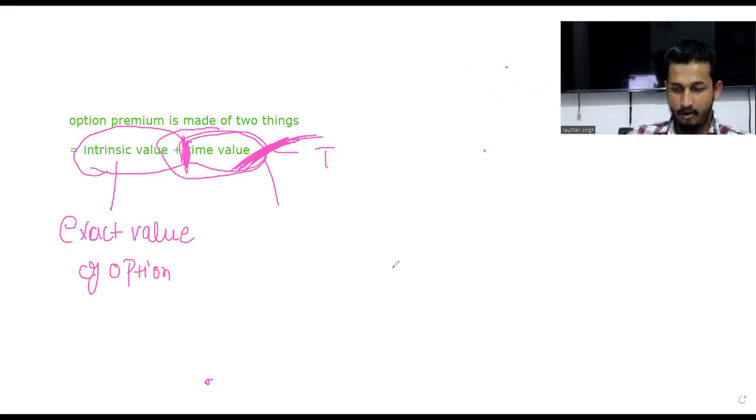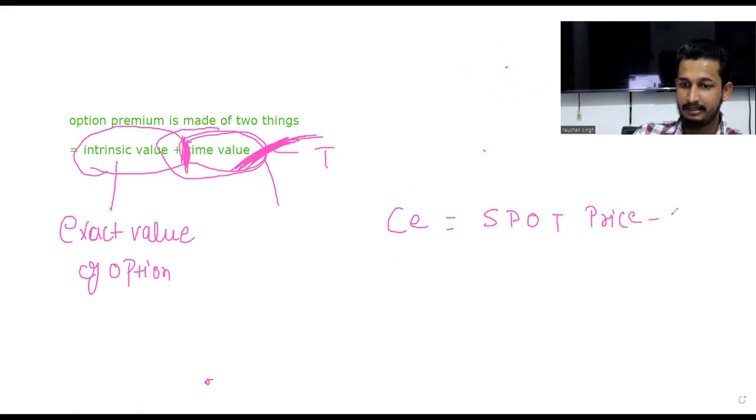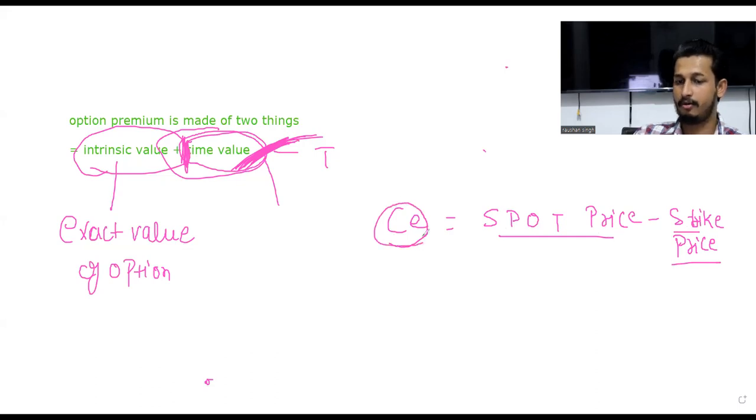The exact value of options. Intrinsic value has a formula for call options; call options and put options are both different. Time value we can anyway not take out directly; we can take it out only if we know the intrinsic value and option premium. Call option intrinsic value is spot price, meaning underlying asset price, minus strike price. Spot price minus strike price is the formula for call option.